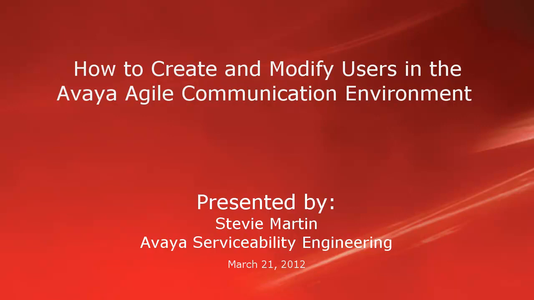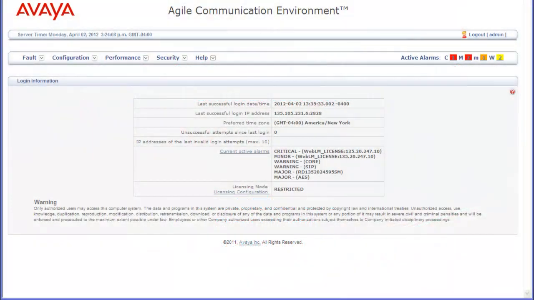This video is about creating users for the Avaya Agile Communication Environment and why we need them. Currently, ACE does not interact with Active Directory, so we need to add users manually. If you have a large number of additions, there are tools available to Avaya users for bulk additions, but they are not formally supported at this time, and you will need to contact your Avaya representative.